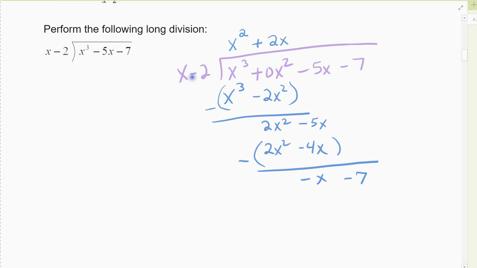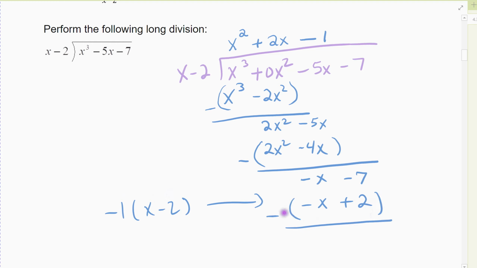What do I need to multiply by this x to make it a negative x? Well, I need to multiply by a negative 1, so my next step is to write out my negative 1. And then do the multiplication, right? Take my negative 1 times x minus 2. And so I get negative x plus 2, right? Negative 1 times negative 2 gives me a plus 2. I do my division, I do my subtraction step.